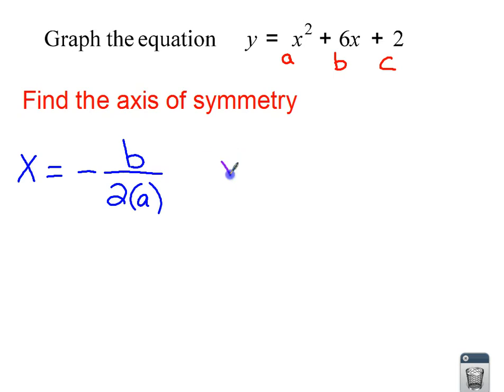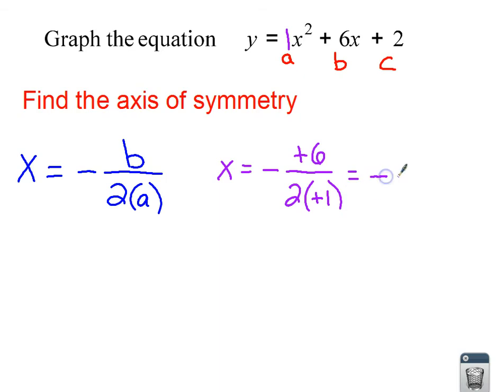So let's substitute: x is equal to negative. That's going to be important later on. The fraction of b, well, b in this particular case is a positive 6. Make sure that we notice the sign in front of that number. I'm even going to write it in as a positive 6, all over 2 times your a term. Well, the a term is invisible, but we know that there's a positive 1 there. So let's put in our positive 1 and continue to simplify.